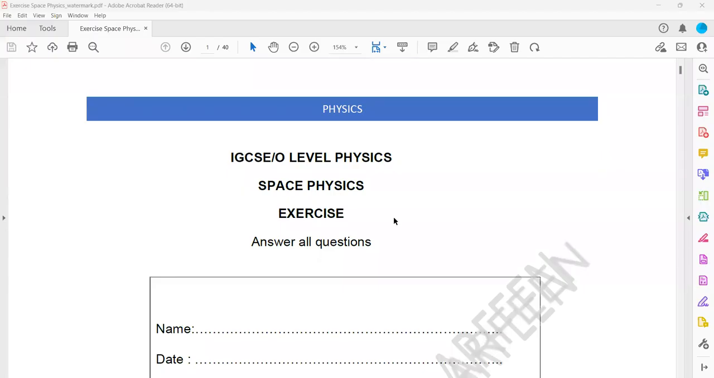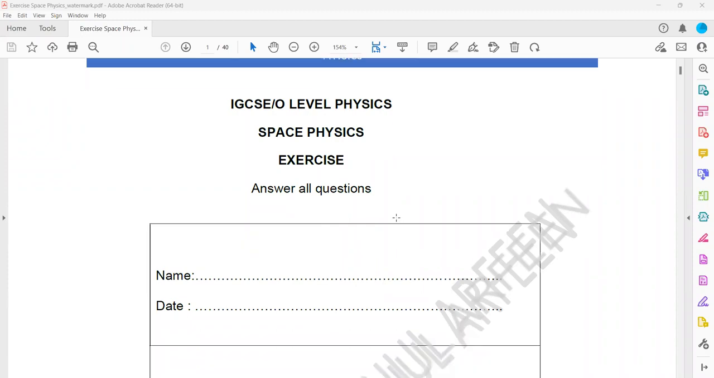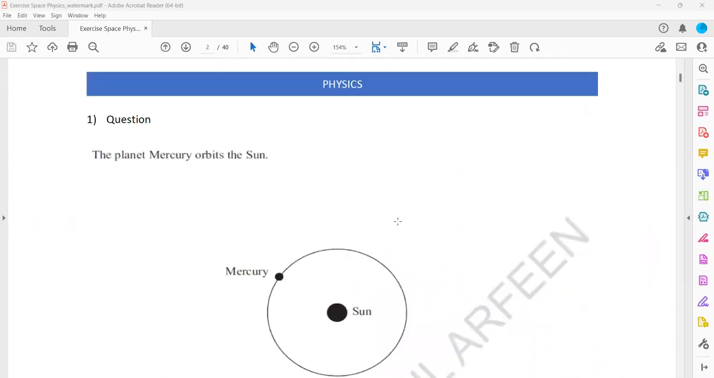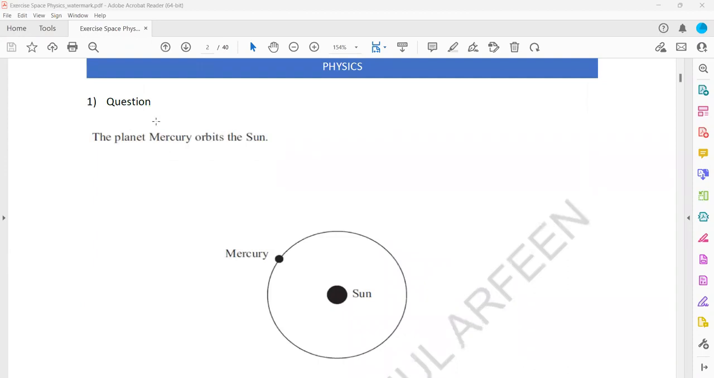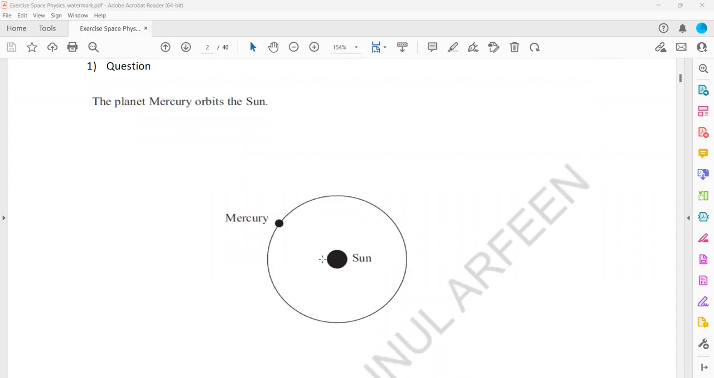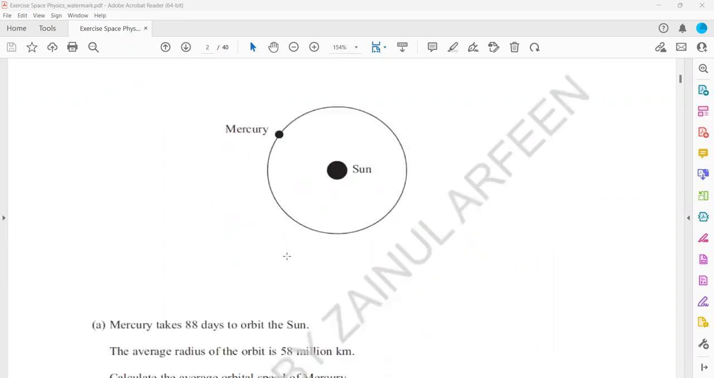So the exercise is related to space physics. The planet Mercury, as you can see, orbits the sun. A circular orbit is given. The main purpose of giving a circular orbit is for calculation purposes; it's actually slightly elliptical.